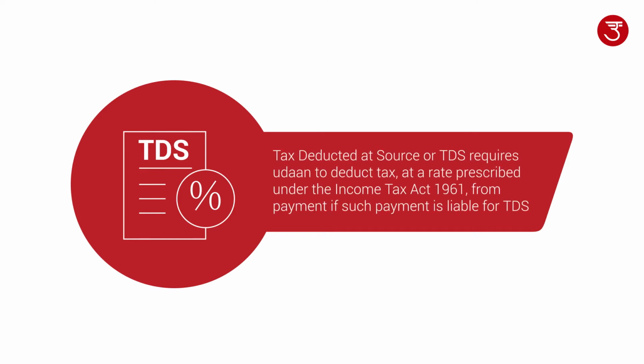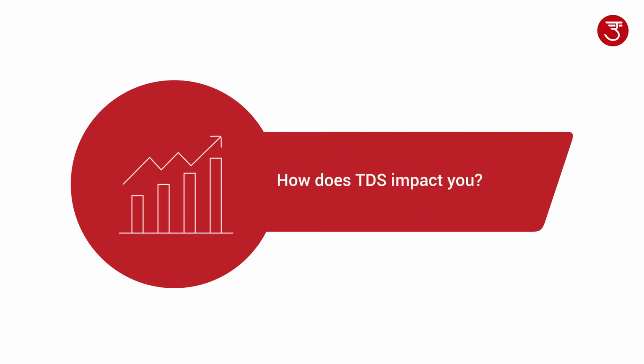Tax deducted at source or TDS requires Udaan to deduct tax at a rate prescribed under the Income Tax Act 1961 from payment if such payment is liable for TDS. TDS impacts you in the following ways.